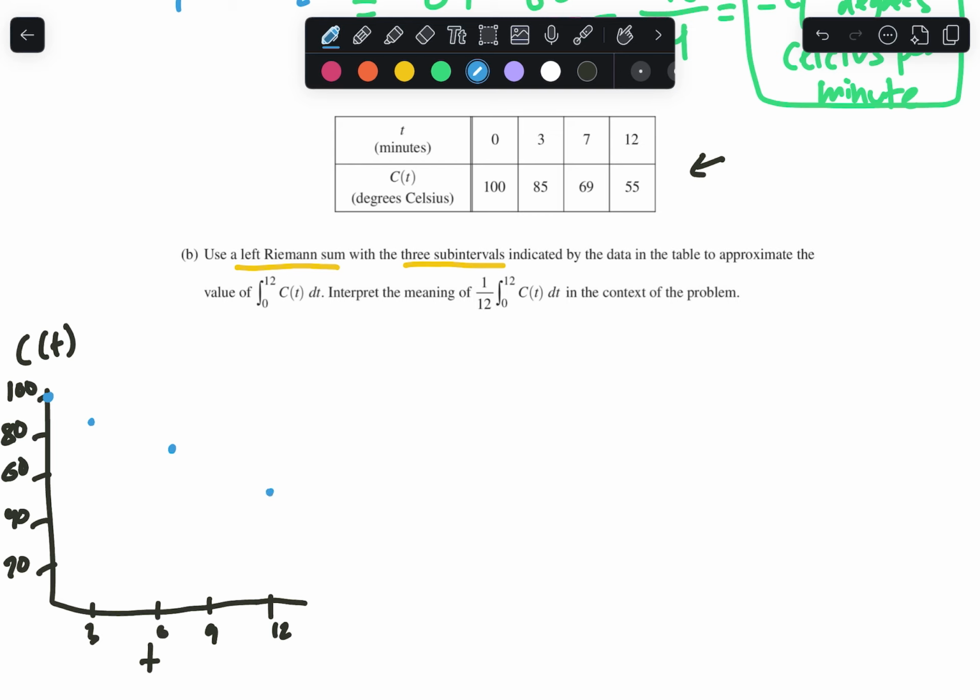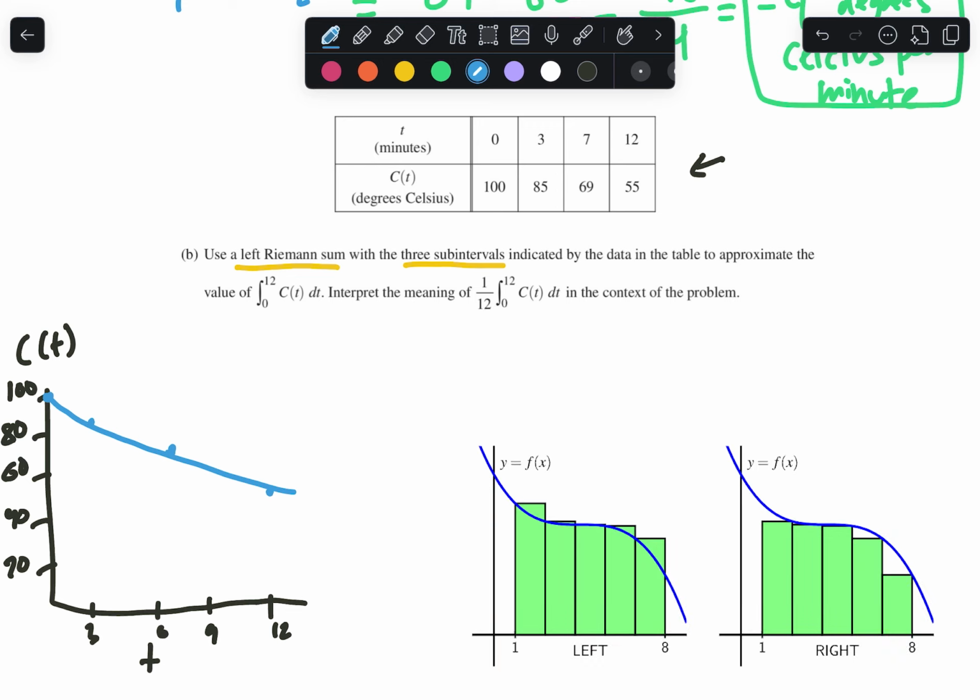I'm going to go ahead and connect them. This might not be what the curve looks like. Once again, this is just for the purpose of demonstrating, providing a visual aid for the Riemann sum. So as I said, Riemann sums, we're going to be creating these rectangles under the curve. So there's two different types. There's a left Riemann sum and a right Riemann sum. So take a look at this diagram, sort of understand what the difference between the two are.